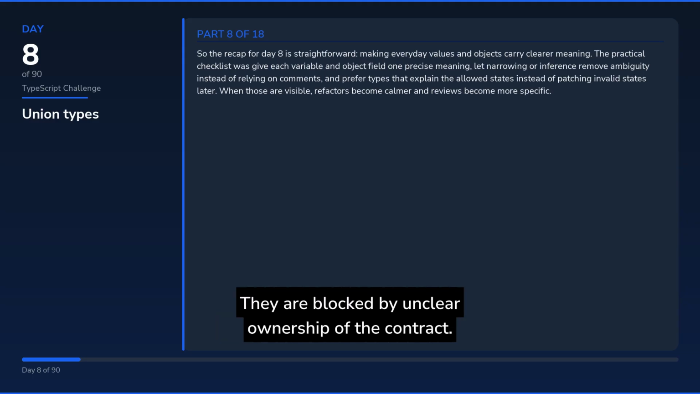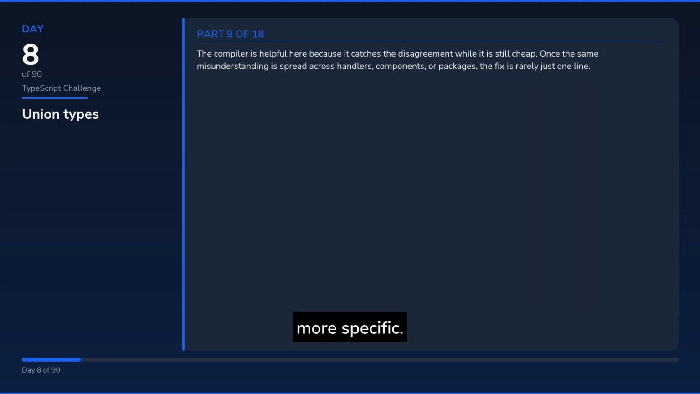So the recap for day 8 is straightforward, making everyday values and objects carry clearer meaning. The practical checklist was give each variable and object field one precise meaning, let narrowing or inference remove ambiguity instead of relying on comments, and prefer types that explain the allowed states instead of patching invalid states later. When those are visible, refactors become calmer and reviews become more specific. The compiler is helpful here because it catches the disagreement while it is still cheap. Once the same misunderstanding is spread across handlers, components, or packages, the fix is rarely just one line.